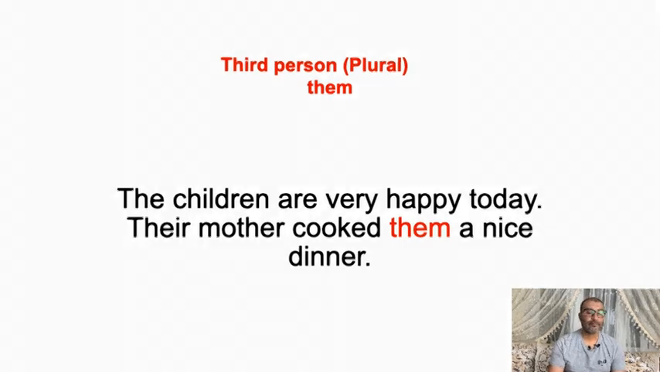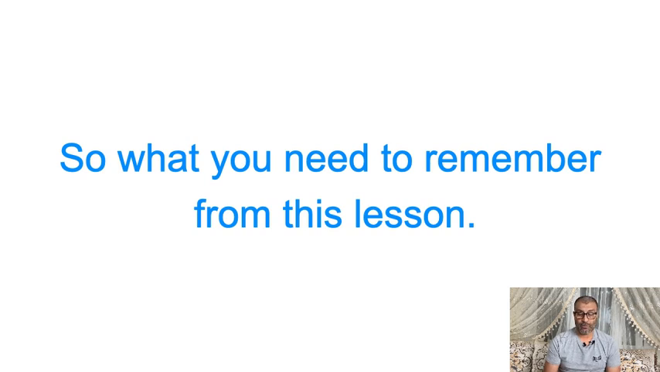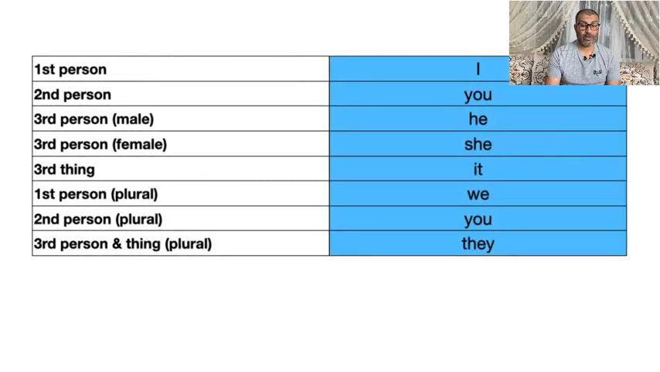Okay? So what you need to remember from this lesson is we have first person I, second person you, third person male he, third person female she, third thing it, first person plural we, second person plural you, and third person and the thing plural is they.